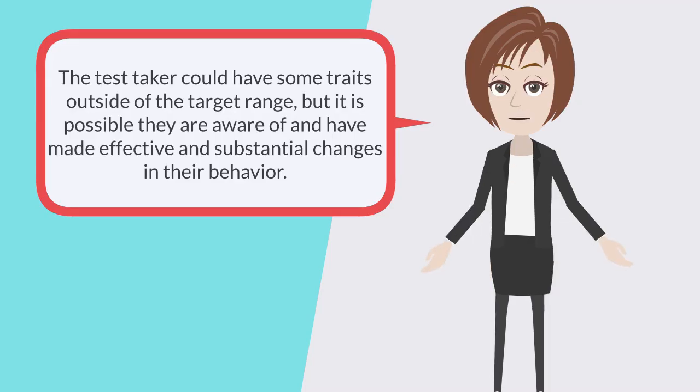An individual can have some traits outside of the ideal target range, but it's possible that they are aware of this and have made effective and substantial changes in their behavior to modify them. This is important to note during the interview process.